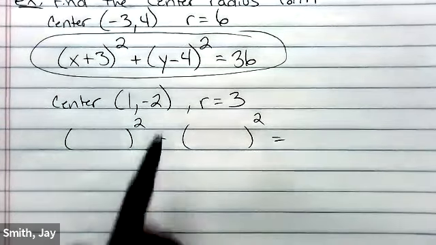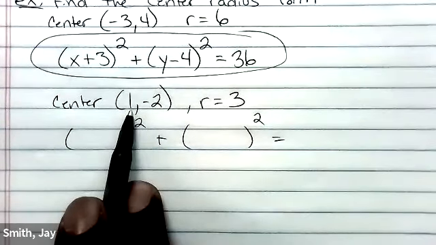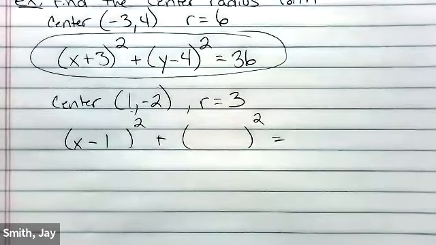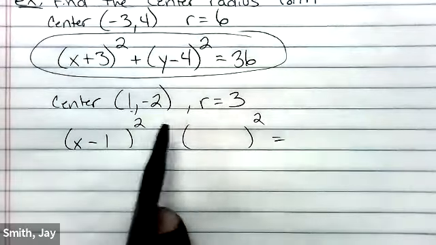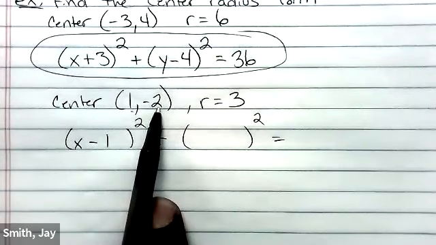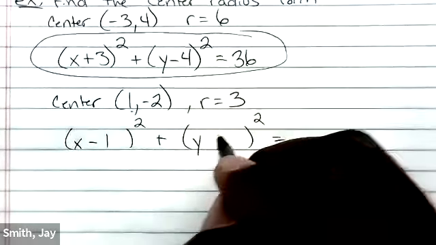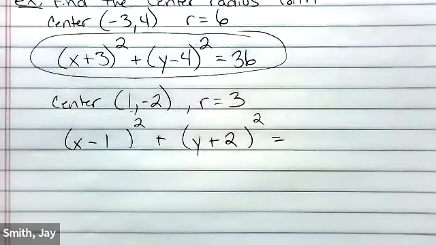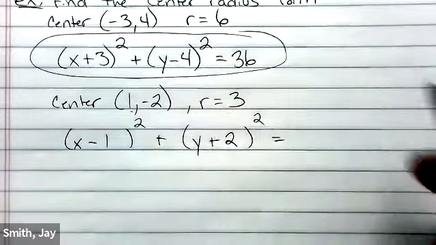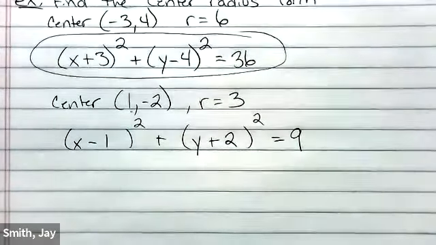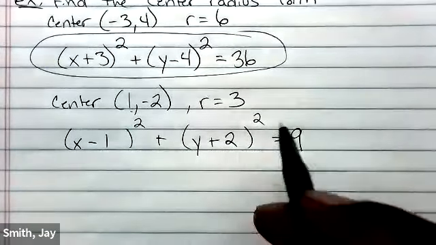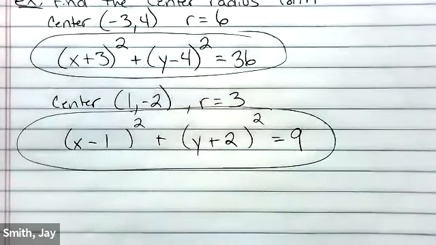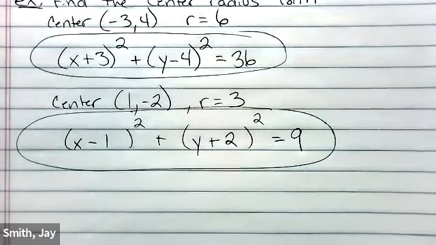In this case, we see +1 for our x component, so we're going to have a -1 in the factor. So we have (x - 1) squared. We see -2 for the y component, so we're going to have (y + 2) squared for the y component in the equation. And of course, my radius is 3, so 3 squared will give me 9. And this will be the center-radius form of a circle whose center is at the ordered pair (1, -2), and whose radius is 3.